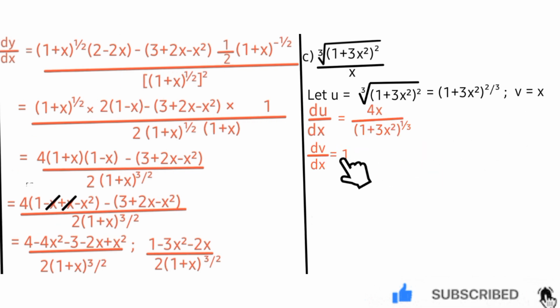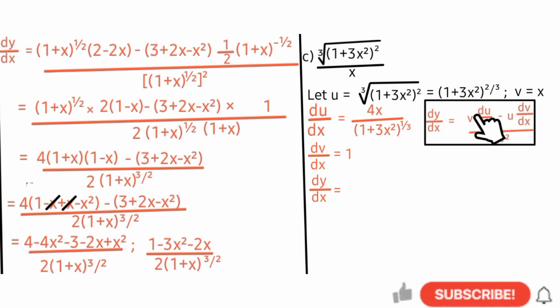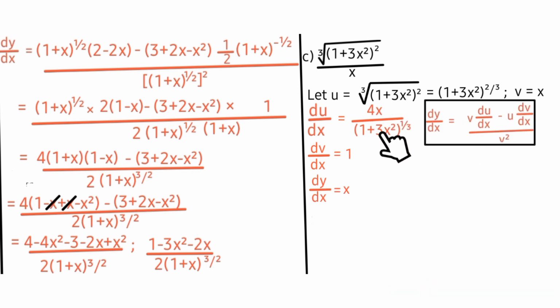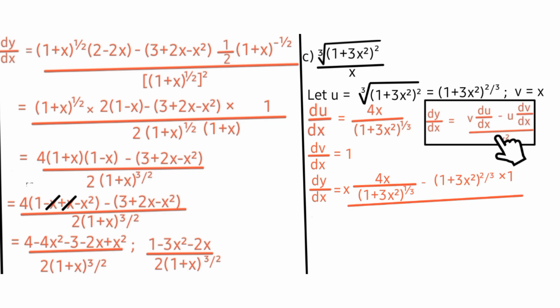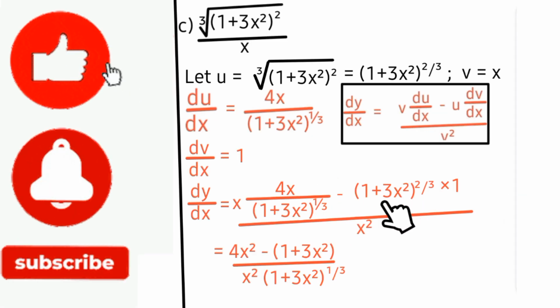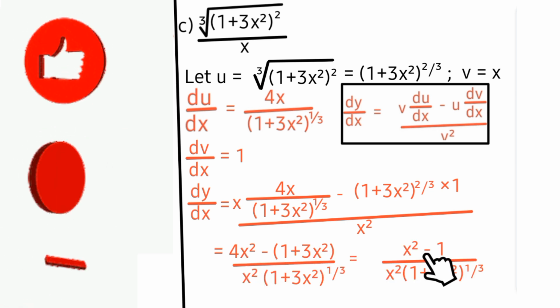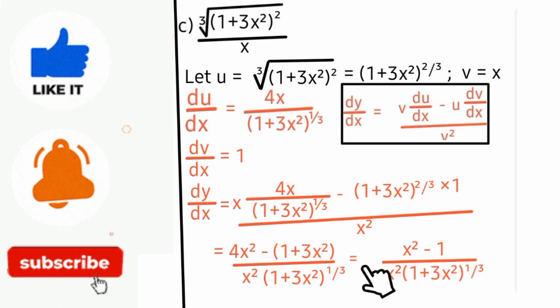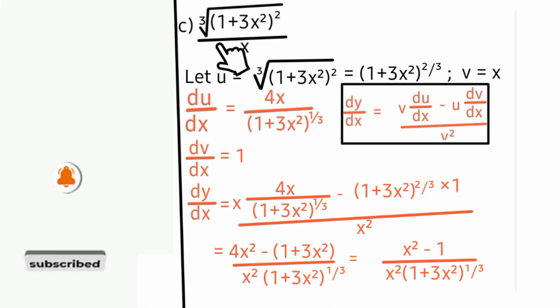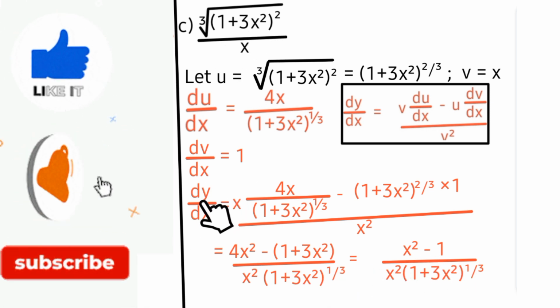Differentiation of x equal to 1. So, dv by dx equal to 1. So, therefore, dy by dx will be v times du by dx minus u times dv by dx all over v squared. 4x times x minus 1 plus 3x squared raised to power 2 over 3 times 1. So simplifying this, we have this. Taking it further, 4x squared minus 3x squared, and then minus 1, and then divide by these values. So therefore, the differentiation of this quotient, that is dy by dx, gives this.